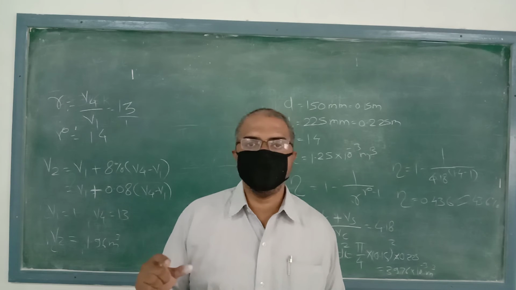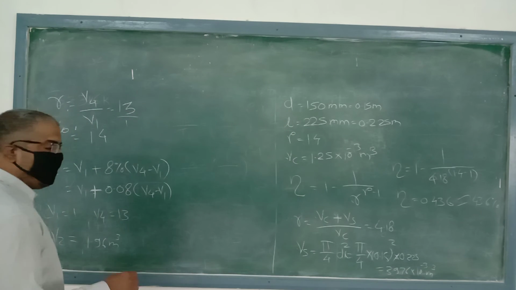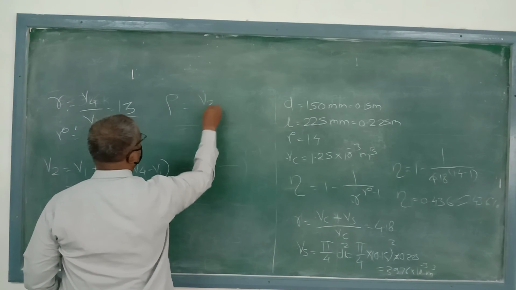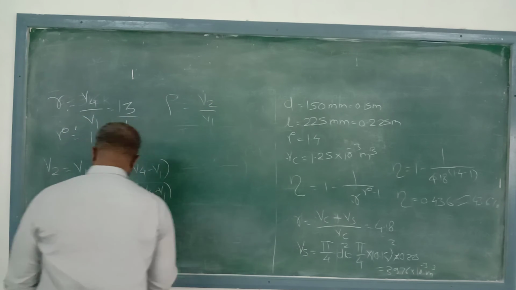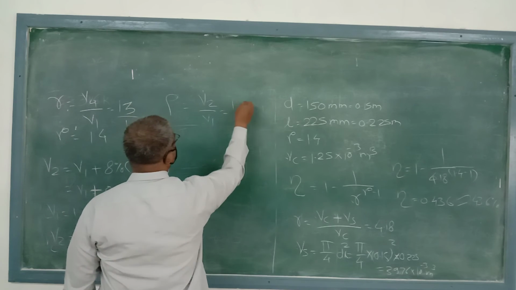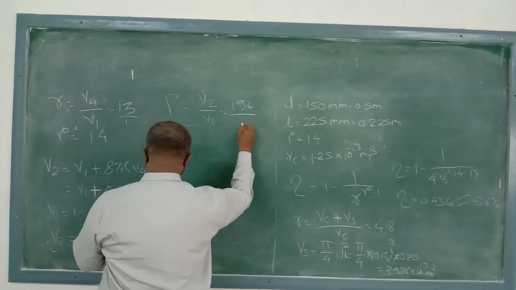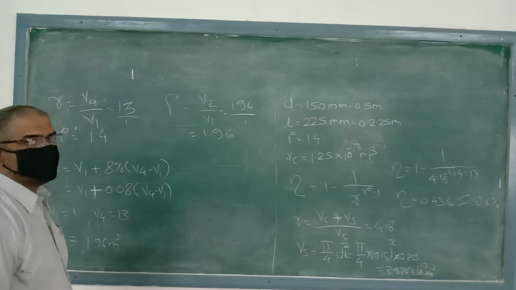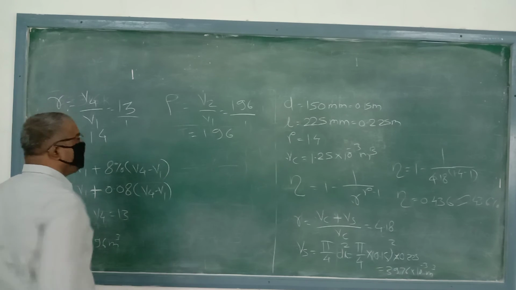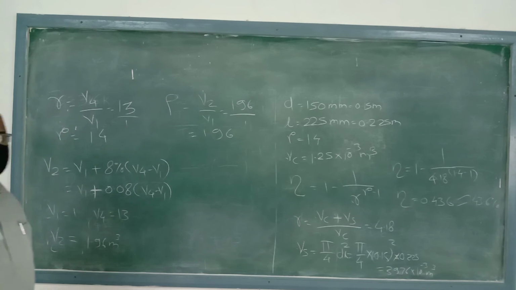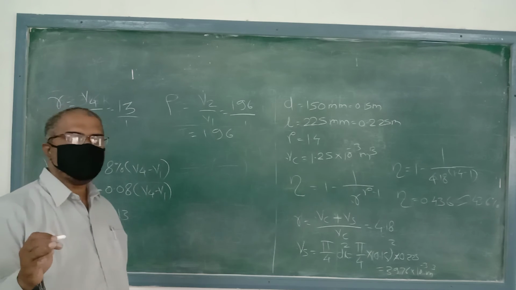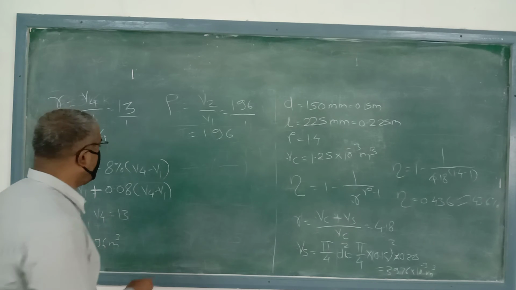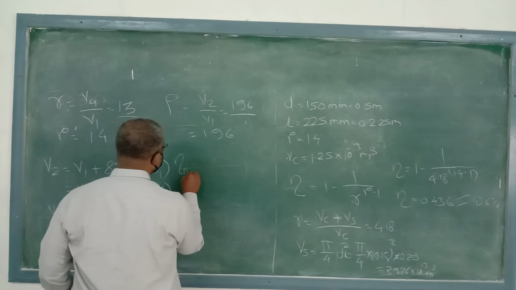Because in this problem we can easily calculate other values, but for calculating cutoff ratio, which lies when there is a constant pressure process, cutoff ratio is V2 upon V1. So we are substituting 1.96 upon 1, which is equal to 1.96. So cutoff ratio we have found as 1.96, and they are asking us to find out the air standard efficiency of the diesel cycle.